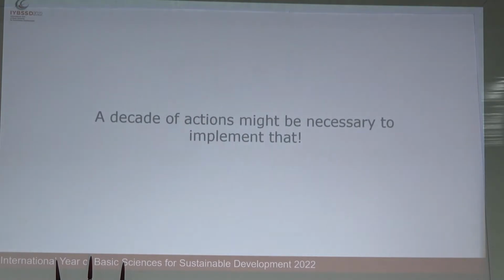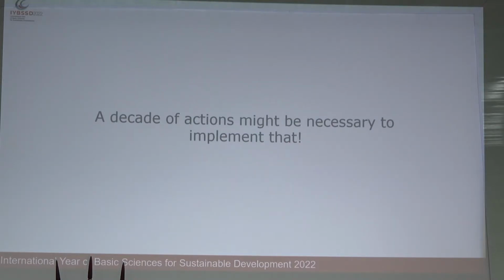But of course, a decade of actions might be necessary to implement that, and well, that's my conclusion. We are today discussing, especially with the president of the current session of the United Nations General Assembly, the possibility to extend this international year into a decade. So don't think it's too late to begin to work for this international year. It's still officially going until, well, October or even the end of 2023.